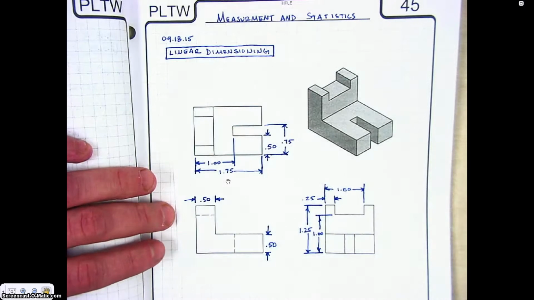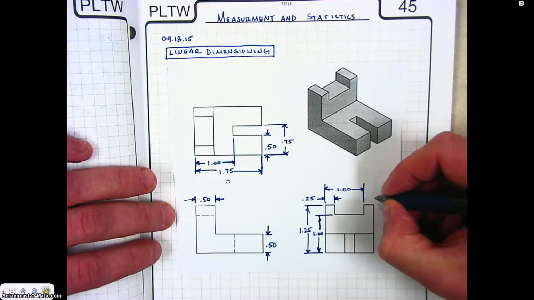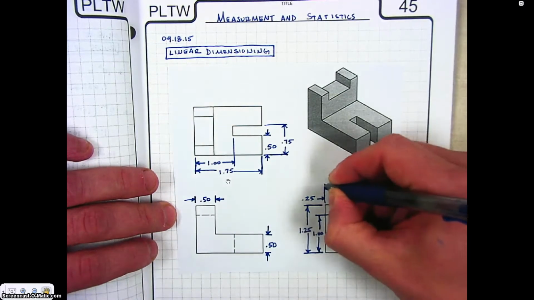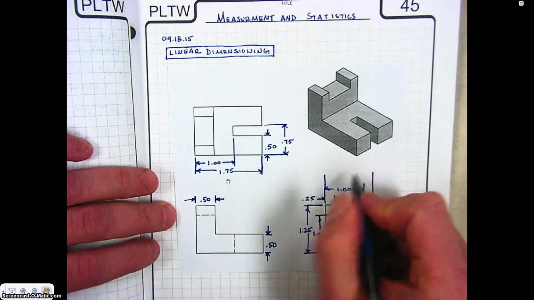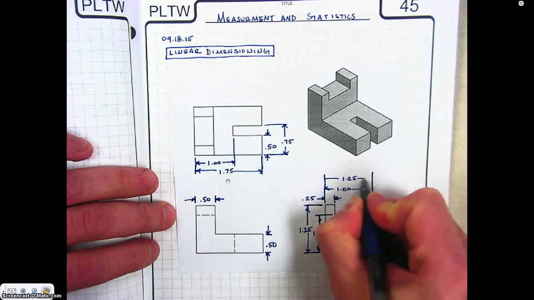And the last dimension I have for depth is this overall depth of the object. And I will just go ahead and put that right over here in the right side view. So draw these extension lines up more, put in my dimension, draw on my dimension line.